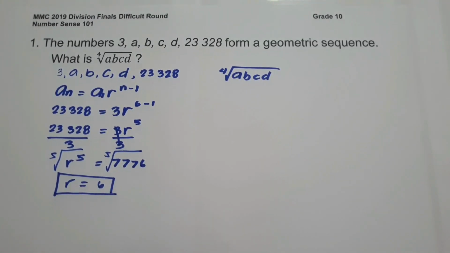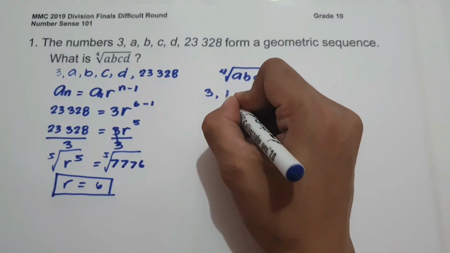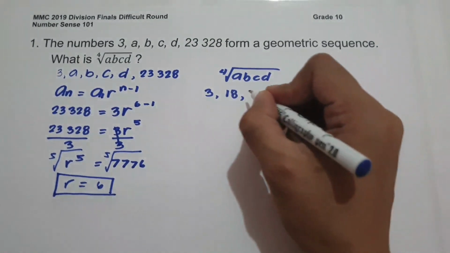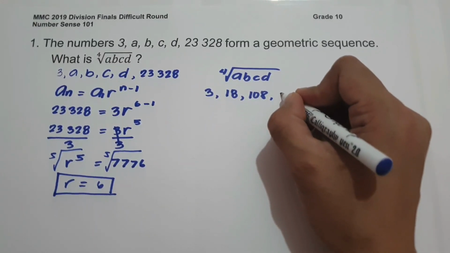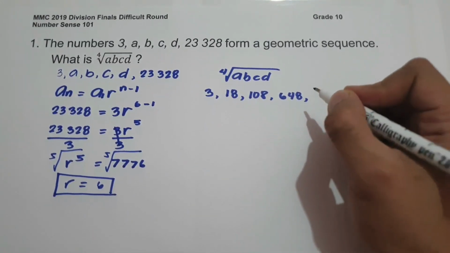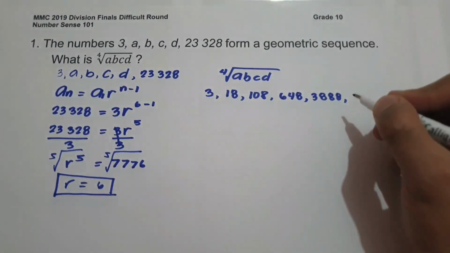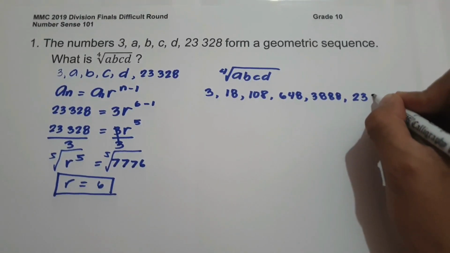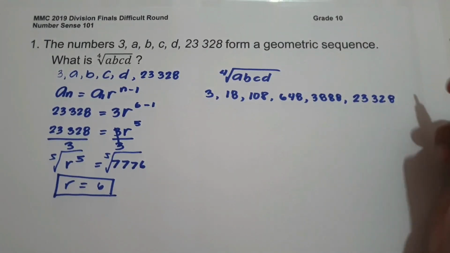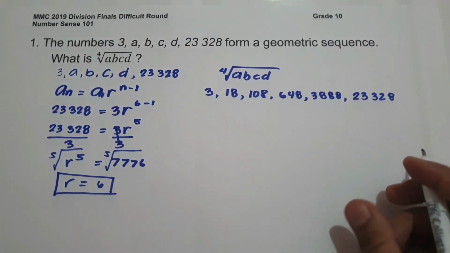If you are going to identify the values of A, B, C, and D, we are going to have the first term, that is 3. 3 times 6, that is 18. And 18 times 6, that is 108. 108 times 6, that is 648. 648 times 6, that is 3,888. And 3,888 multiplied by 6, that will be the last term, 23,328. But we are not going to substitute the values of A, B, and C into the given expression because we don't want to multiply very large numbers.